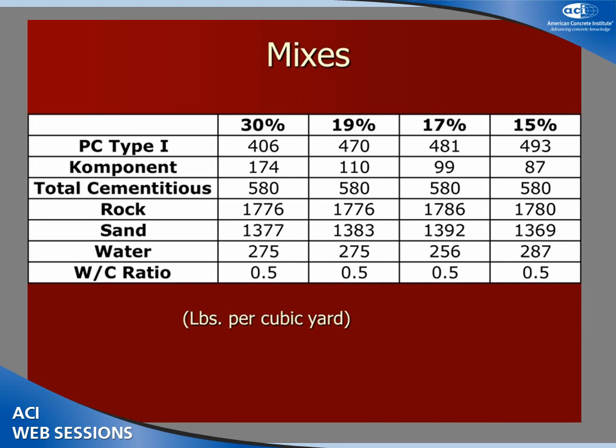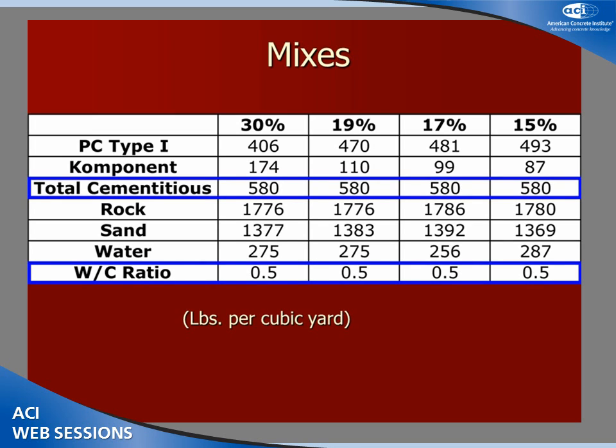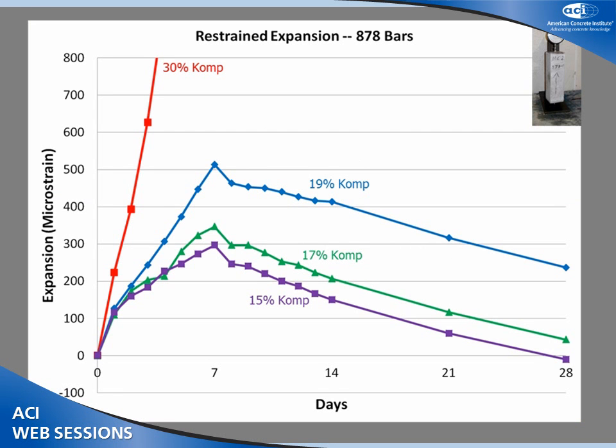Here are the mixed designs that were used in this experiment. 4 mixed designs shown from left to right in order of decreasing percentage of component, all measurements in pounds per cubic yard. The 2 parameters highlighted in blue are constant throughout this experiment. They were not subject to change. Total cementitious material, the sum of Portland cement and component, were constant, and the water to cement ratio was not changed across these batches. Here's a basic characterization of the 4 mixes and their behavior.